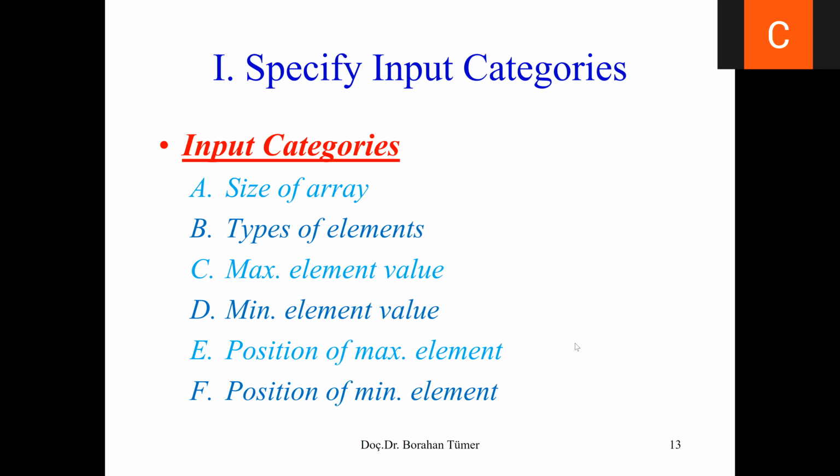Okay, perfect. How about the position of max element? How about the position of max and min elements, both E and F? These should be some array indices, right? Yes. Perfect. Okay, great. Let's look at these equivalence classes and compare them with what you have suggested.